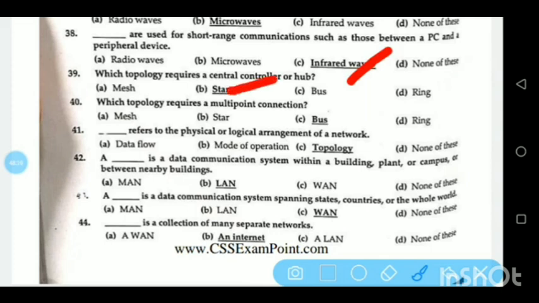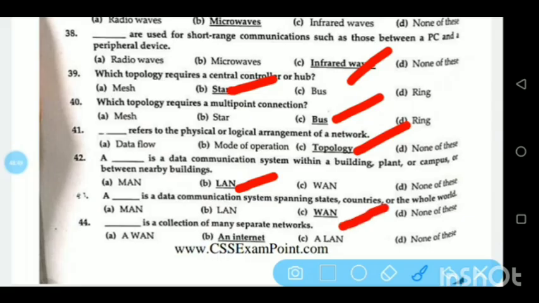Which topology requires a central controller or hub? Star. Which topology requires a multi-point connection? Bus. Dash refers to the physical or logical arrangement of a network. Topology. A LAN is a data communication system within a building, plant or campus or between nearby buildings.